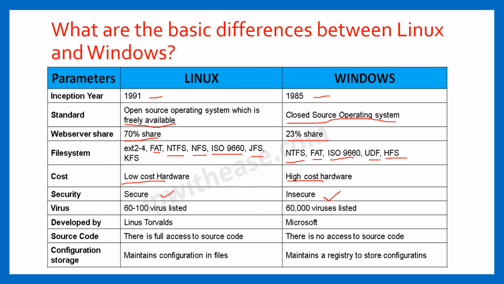And Linux was developed by Linus, and Windows was developed by Microsoft. Coming to the source code, there is full access to the source code in Linux, while in Windows there is no access to the source code.